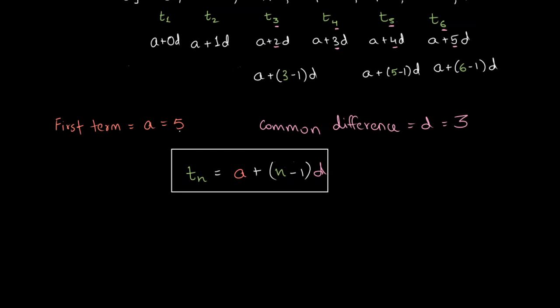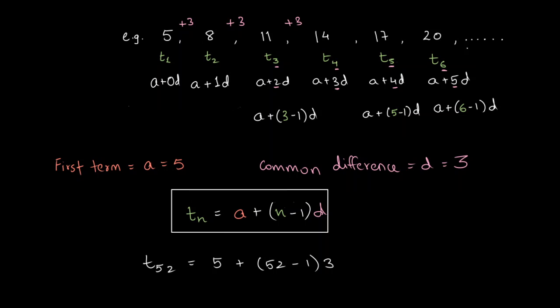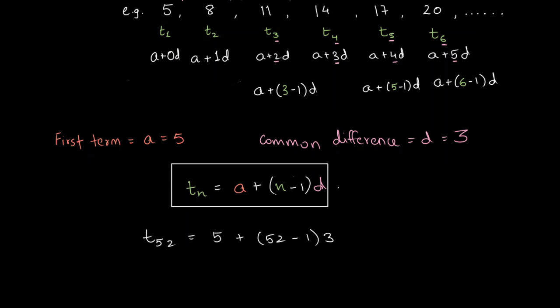Now we know the first term is 5 and the common difference is 3. Suppose I wanted to find the 52nd term for any reason in this question. I can say T52 is equal to 5 plus 52 minus 1 into 3. If I numerically solve this, I can get the 52nd term of this particular arithmetic progression, all with the help of the formula for the general term: Tn is equal to a plus n minus 1 into d.